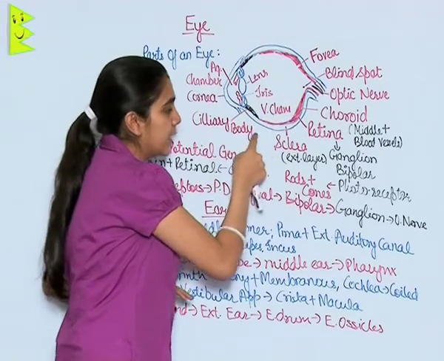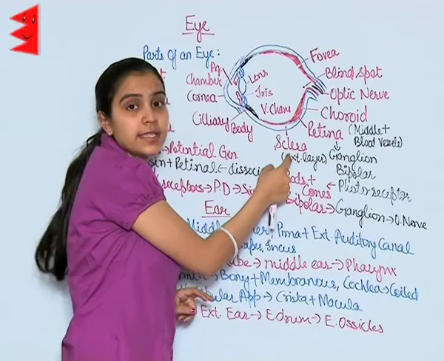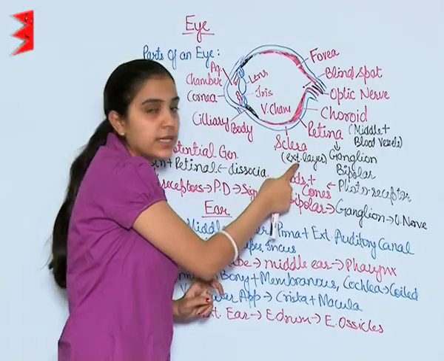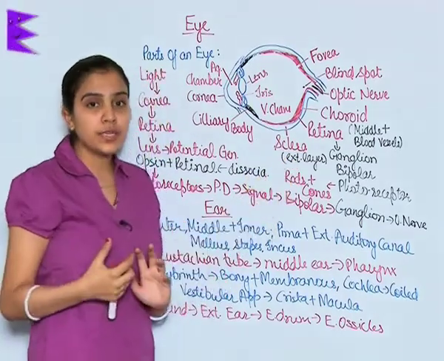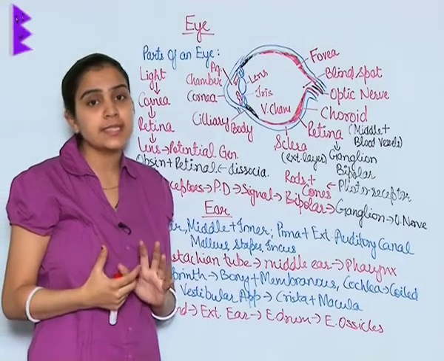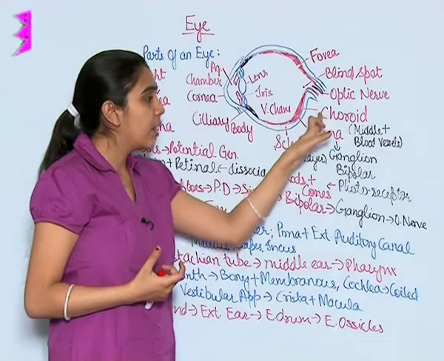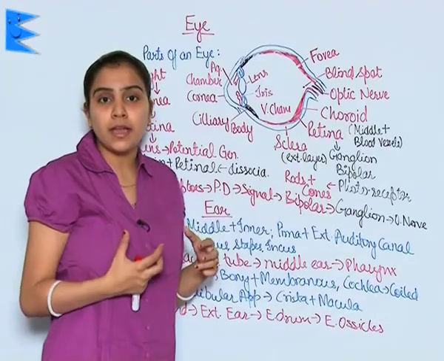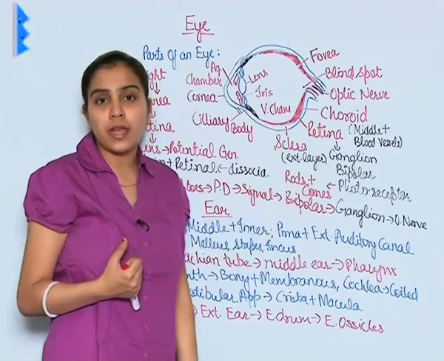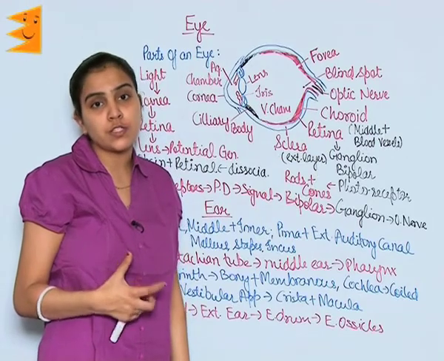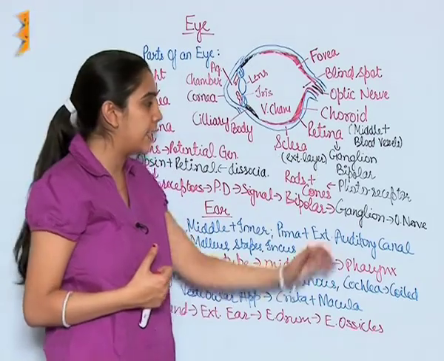Here you can see this sclera is the outermost layer of eye, which is made up of dense connective tissues. Then is choroid, the middle layer. It is bluish in appearance due to presence of blood vessels in it.